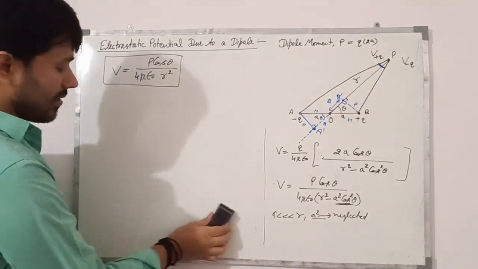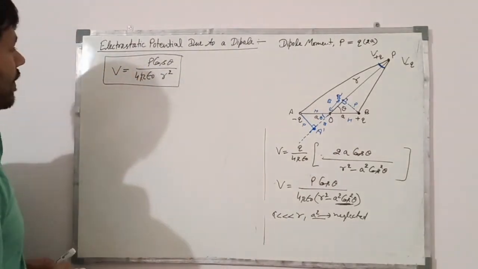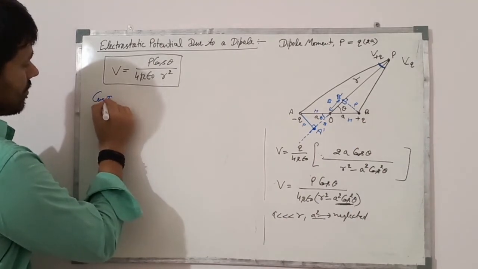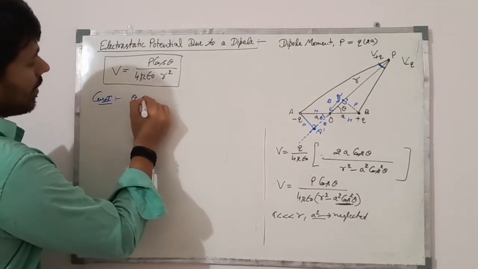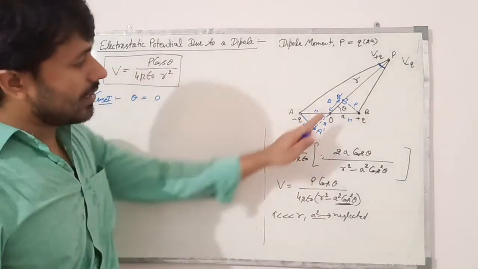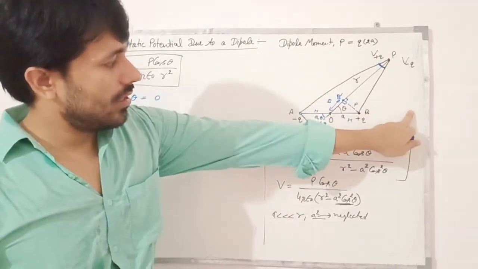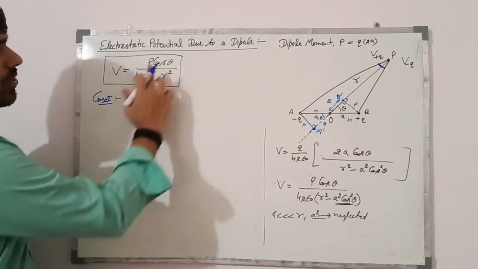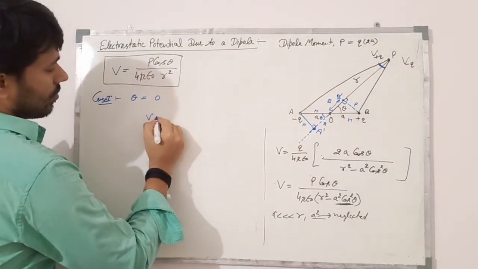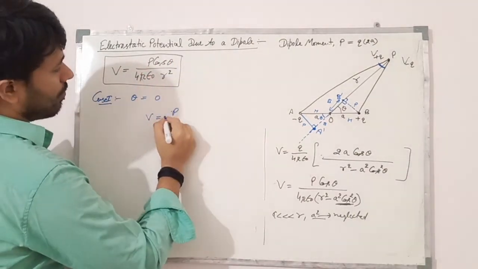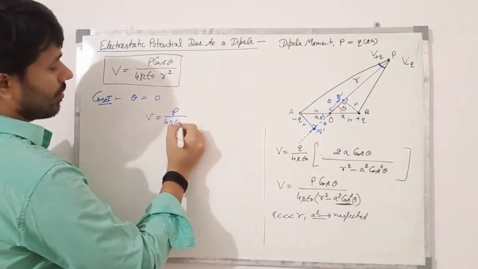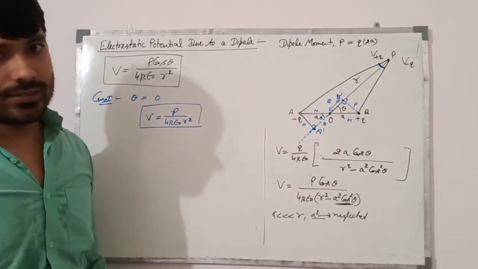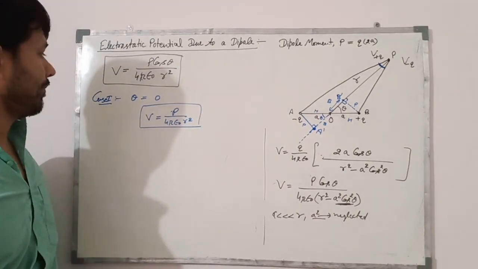Let's discuss its cases. Case first, if theta is 0 degree, means point P lies on the axial line. So cos 0 is 1. The potential is P upon 4 pi epsilon naught R square. Same result that we just derived for the axial line, right?